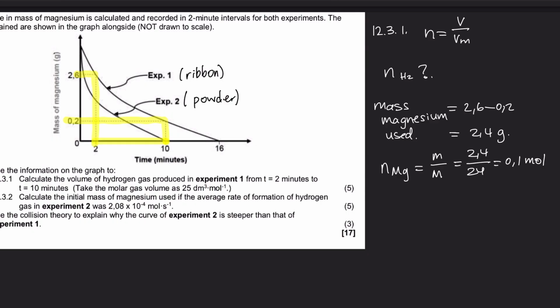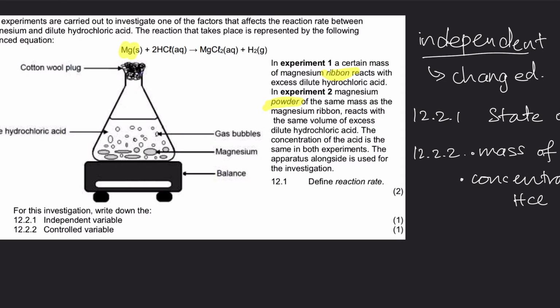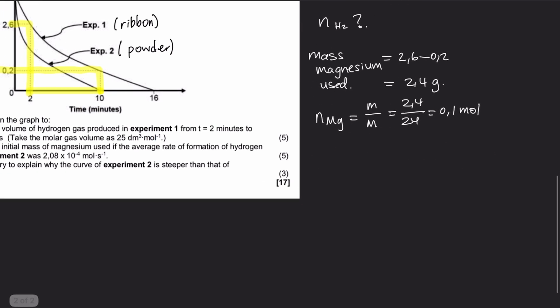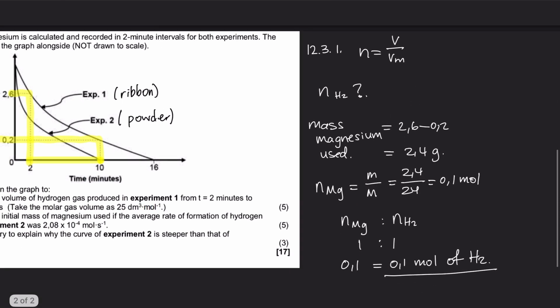Now we can go to our mole ratio. The mole ratio of magnesium to hydrogen is 1:1. So the number of moles of magnesium to the number of moles of H2 is 1:1. But we don't have 1 mole of magnesium, we have 0.1. That means we must have 0.1 moles of H2. Now that we know the number of moles of H2, we can use the formula that we wrote at the beginning to calculate the volume. So the number of moles, let's clear this.